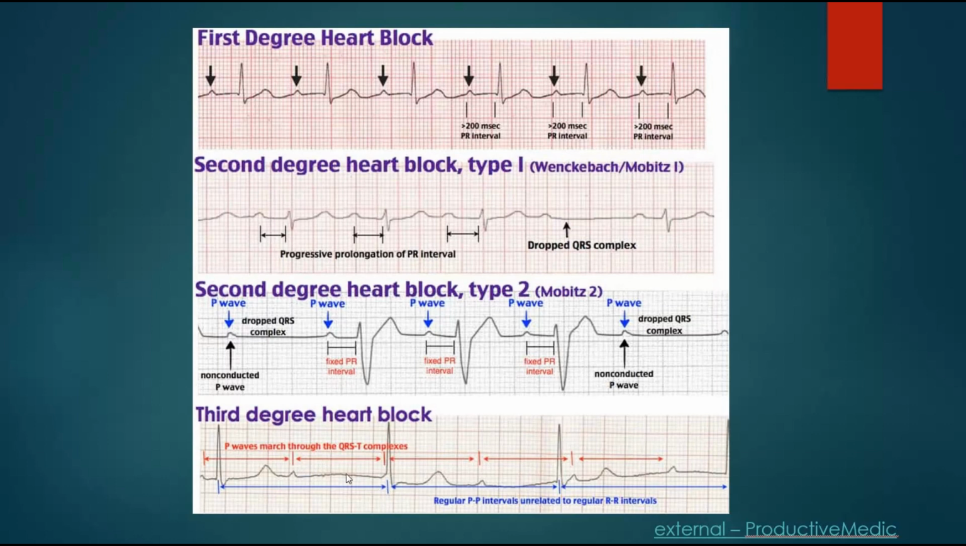So the atrial activity does its own thing, and the ventricular activity does its own thing. So when you march it out, the P to P intervals are the same, and so are the R to R intervals. They'll be the same, but there will be no association between the atrial activity and the QRS.